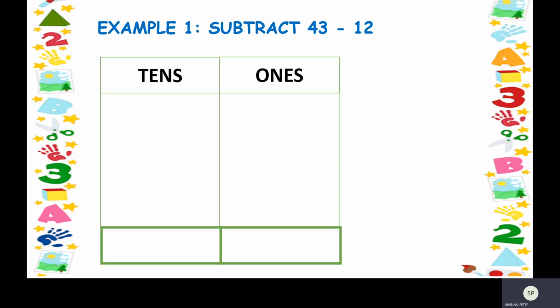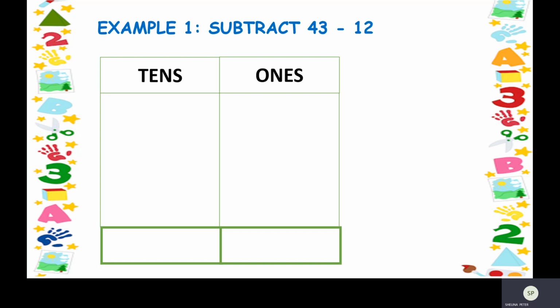Example number 1. So we have to subtract 43 minus 12. So as you can see, these are two-digit numbers. So I have written the place value as ones and tens, which is up to 2 digits. So first, look at the bigger number from here. Now, which is the bigger number from both these numbers? 43. Very good. So we are going to represent 43 in these boxes using blocks.